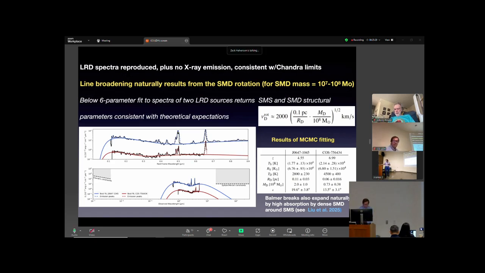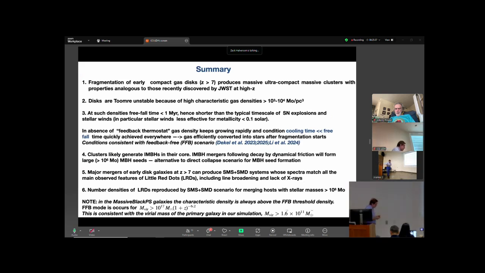So it seems that the model is quite successful at reproducing at least some of the most prominent features of the LRD spectra. There is more work to be done. Of course, the Balmer break has not been modeled, and will be one of the next things to do. We also computed the statistical distribution of the objects, so we made a forecast for the abundance of systems like this, and compared it to the abundance of little red dots. This is in the paper, and I don't have time to show you, but that also matches pretty well.